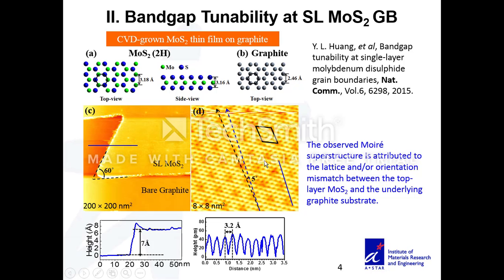This honeycomb structure is from MoS2, and the moiré pattern is also observable, as highlighted by this flat paragraph, which is attributed to the orientation and lattice mismatch between the top layer MoS2 and the underlayer graphite. Also, the line profile here reveals the lattice constant of 3.2 angstrom, which is much larger than the lattice constant of graphite.